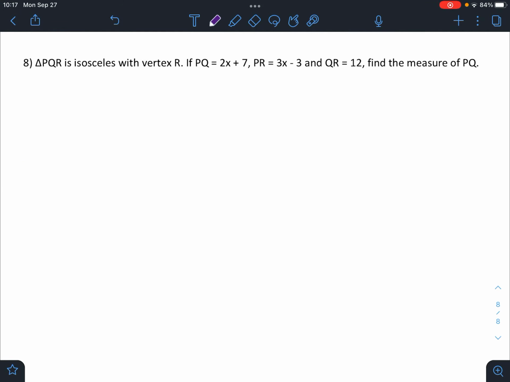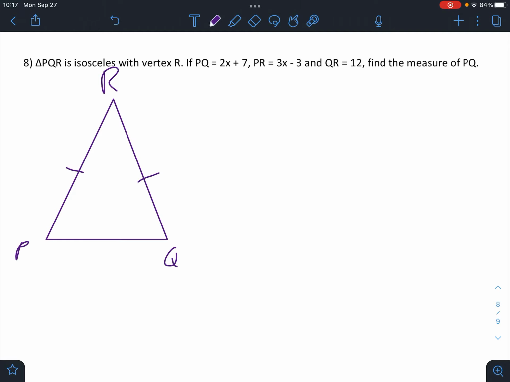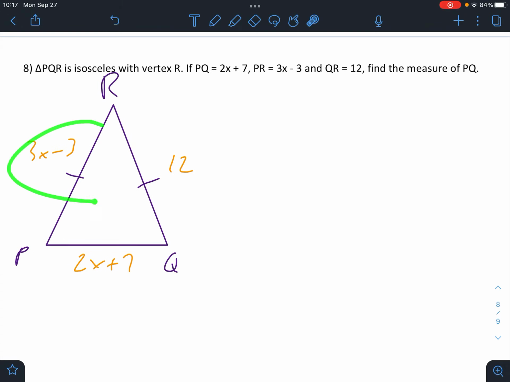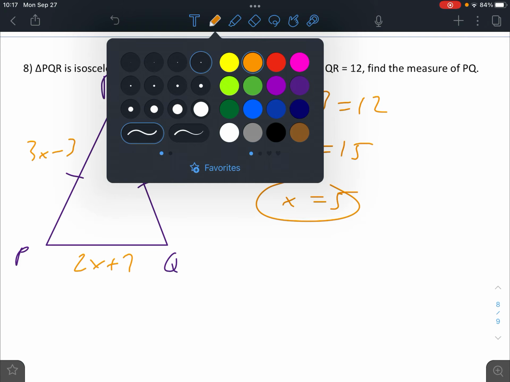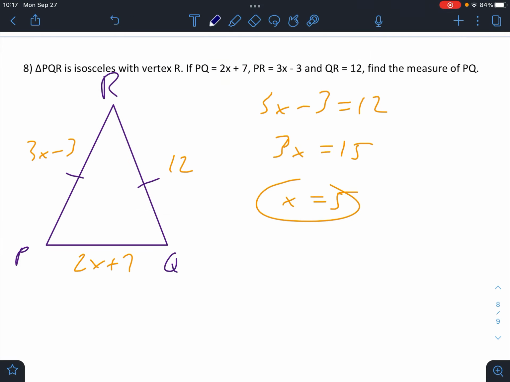All right, last one here. PQR is isosceles with vertex R. So we're told that R is a vertex, which is very important because that tells us that these 2 are equal. And then we're also told PQ is 2x plus 7, PR is 3x minus 3, and QR is 12. And again, we know these 2 are equal to each other. So 3x minus 3 equals 12. X is 5. And then it says to find the measure of PQ. So 2 times 5 plus 7, PQ would be 17.